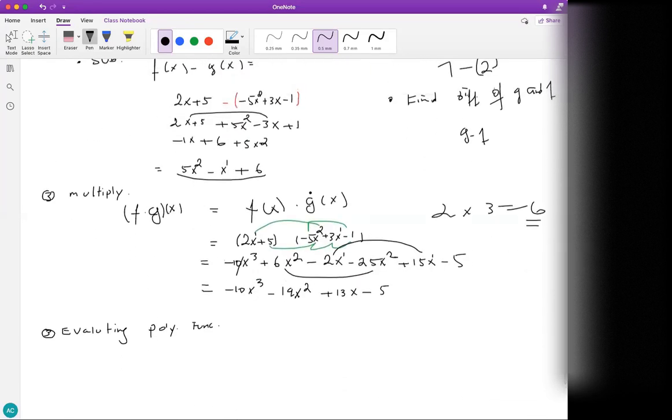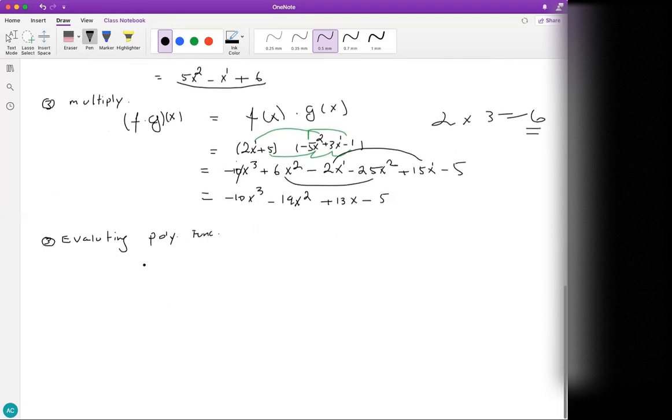Okay, so basically all we're doing again is adding. We're just adding and subtracting, just like we did with polynomials. Evaluating functions. So let's take a couple of functions, maybe f of x is x to the second, probably g of x, 3x minus 1. Let's find f plus g of 1, for example.